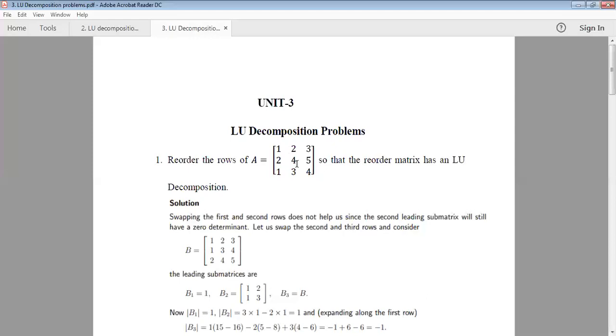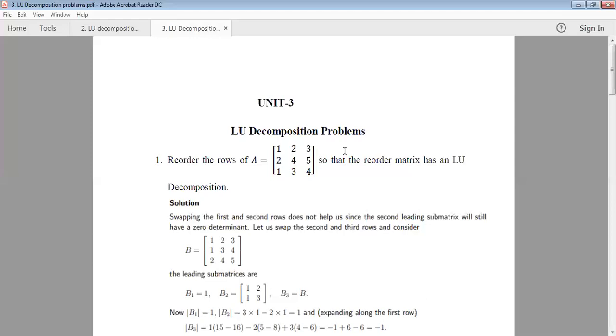For the leading principal minor of order 2, you have to delete the last row and last column and find the determinant. Here the last row is 1, 3, 4 and the last column is 3, 5, 4. So the remaining matrix is [1, 2; 2, 4]. What is the determinant of this? That value equals 0. So the leading principal minor of order 2 equals 0.